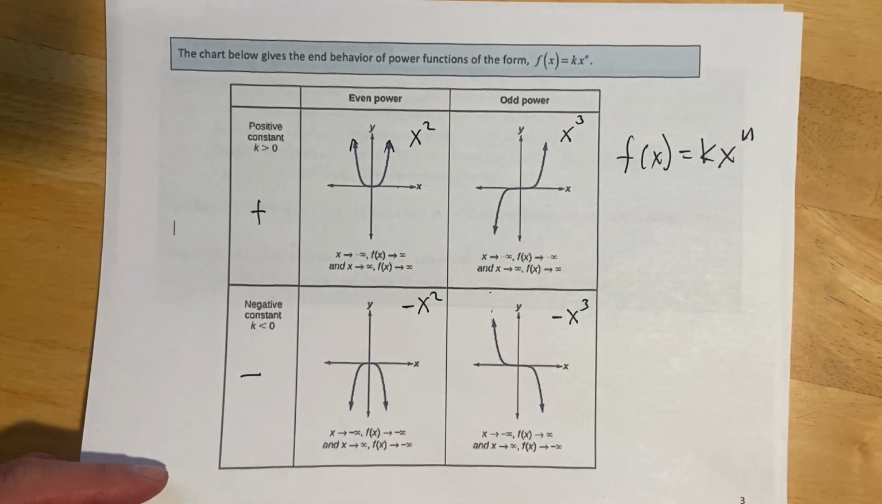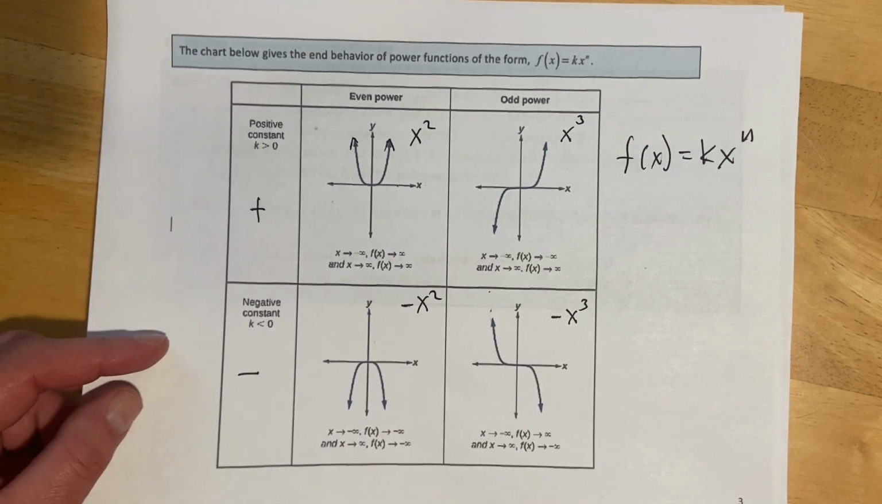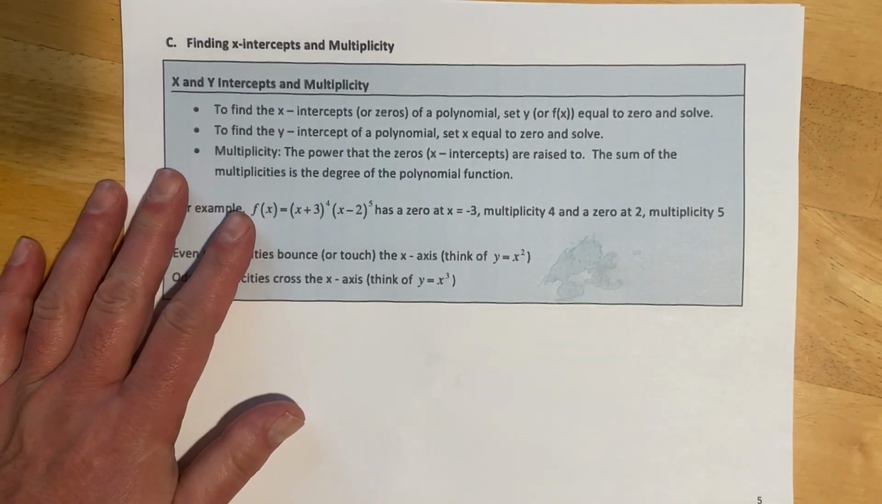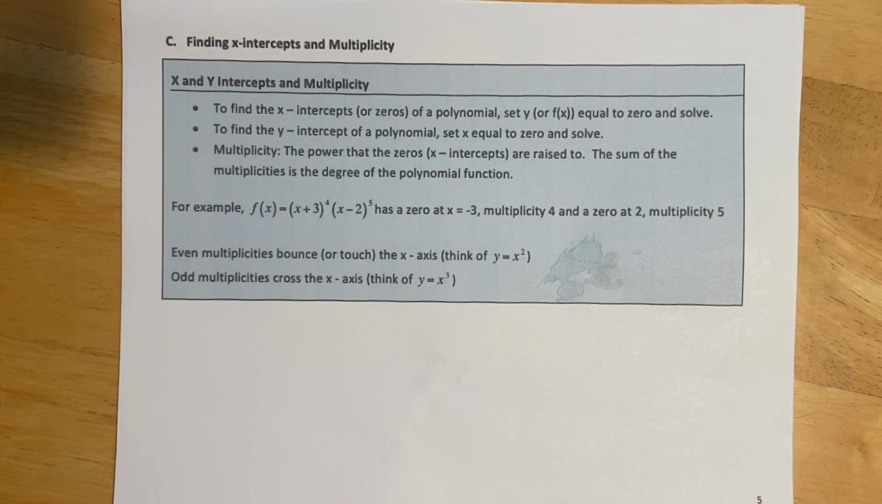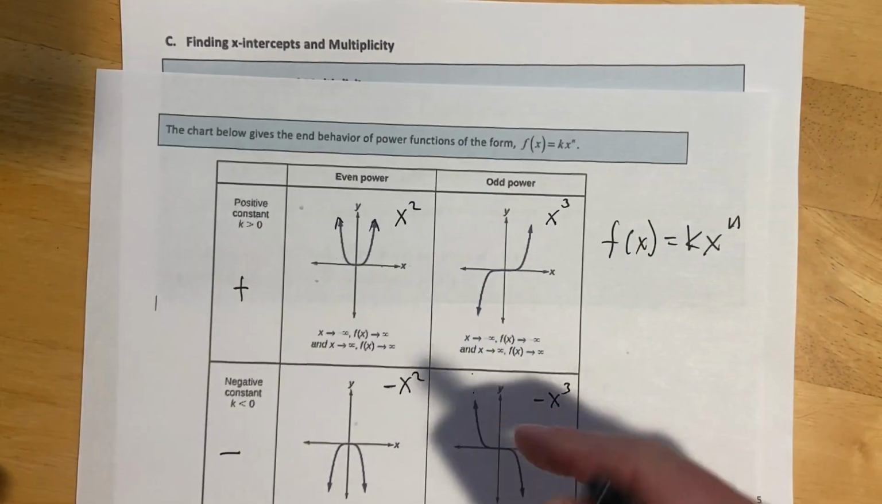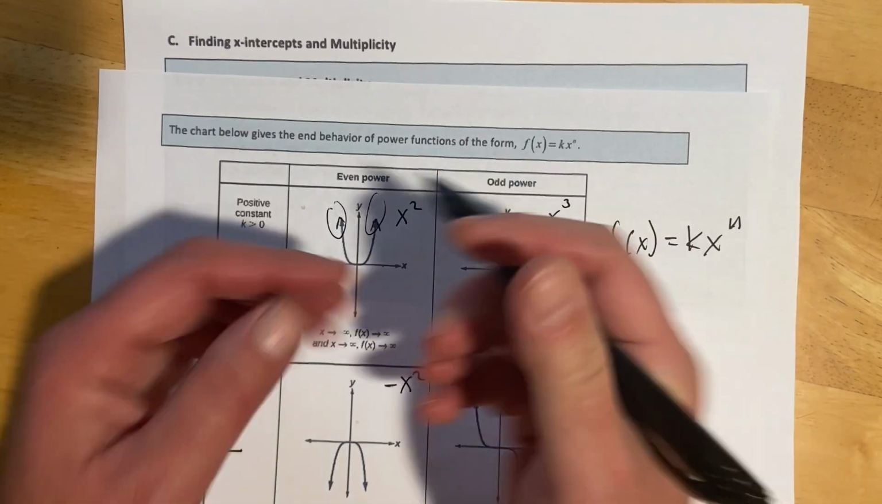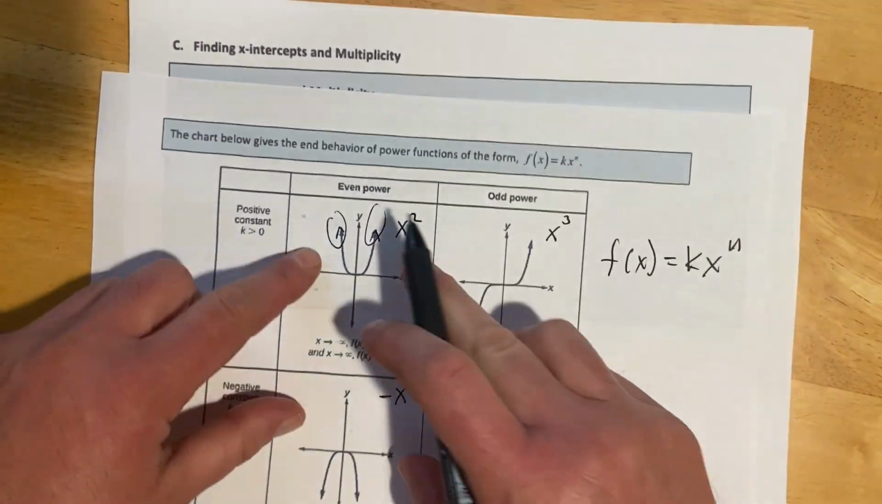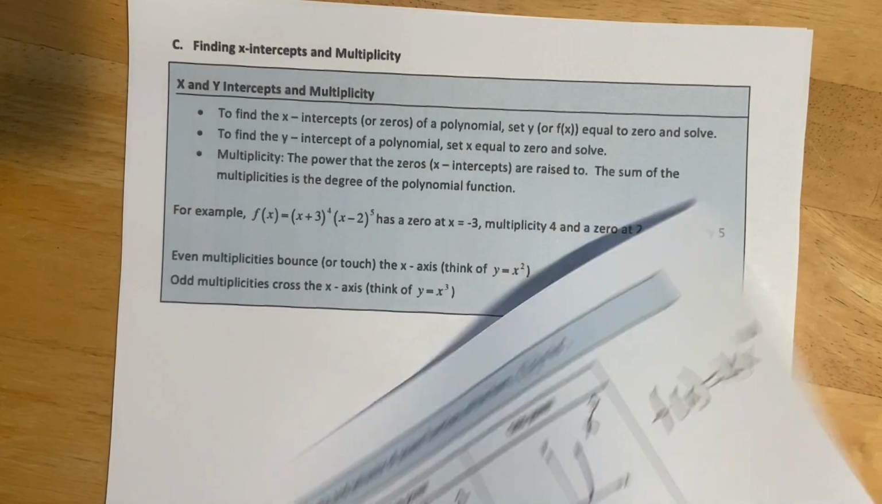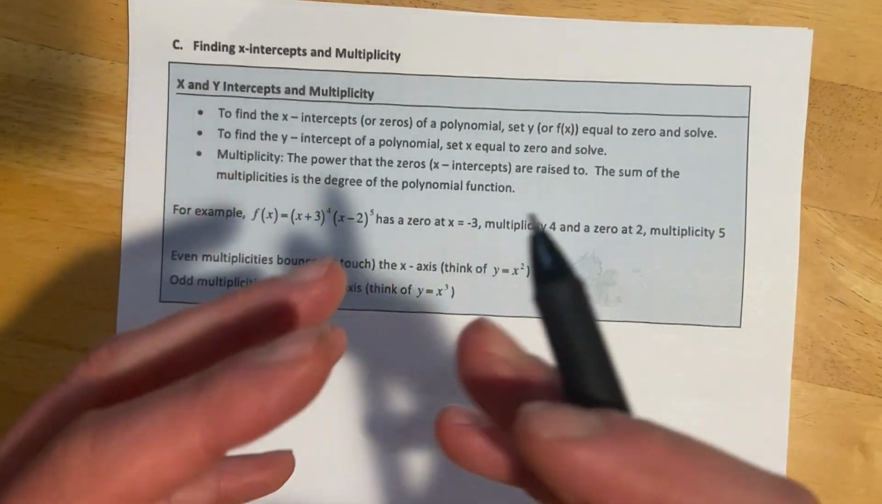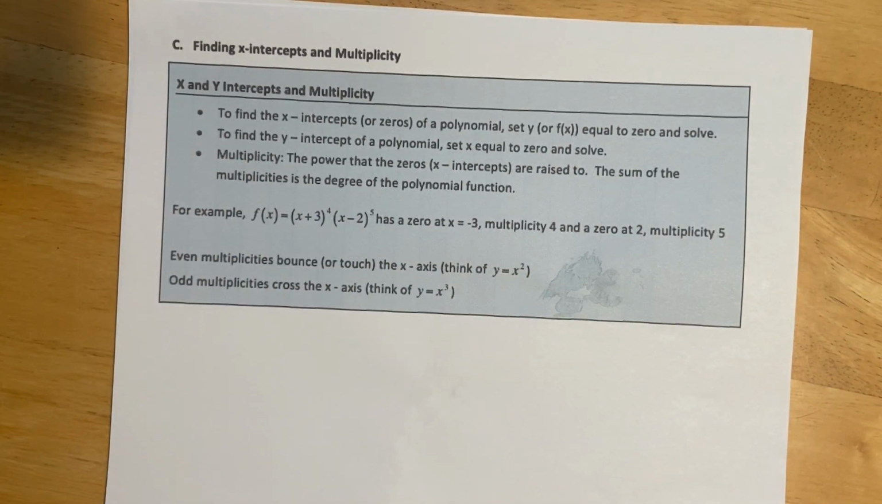Okay, so this chart makes up half of what we have to know to be able to graph one of these. And this next piece, x-intercepts and multiplicity, is going to give us the other half of the picture. This gives us the end behavior. This is going to tell us what's happening as we're going out to large numbers. Multiplicity and intercepts are going to tell us what's happening in the middle of the graph.